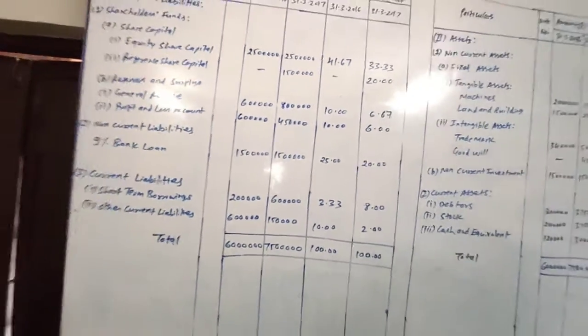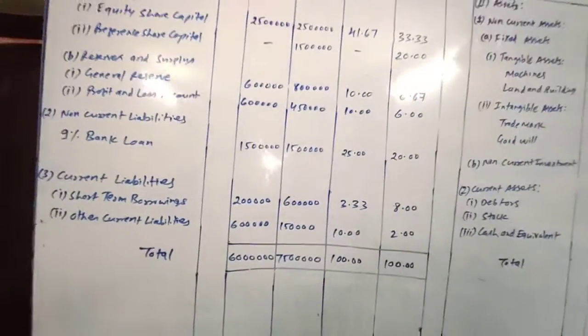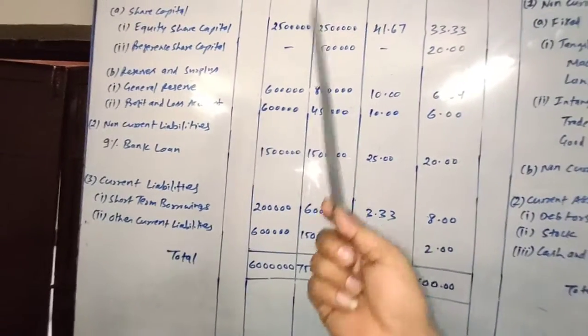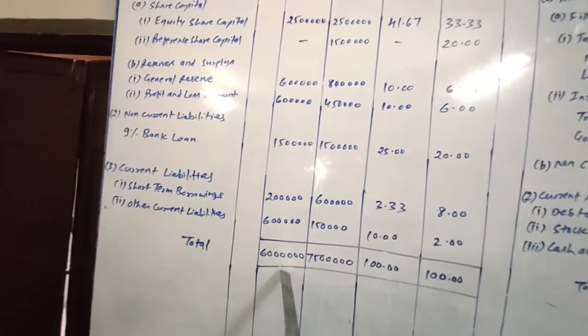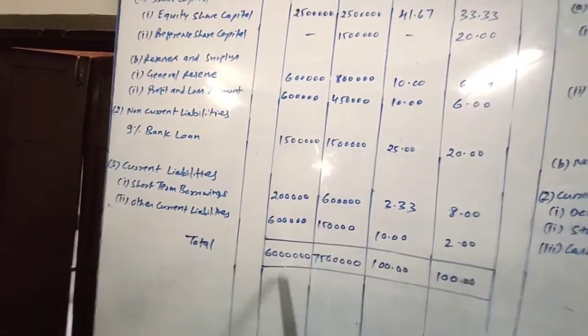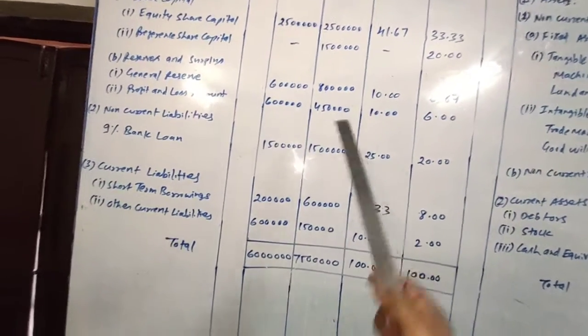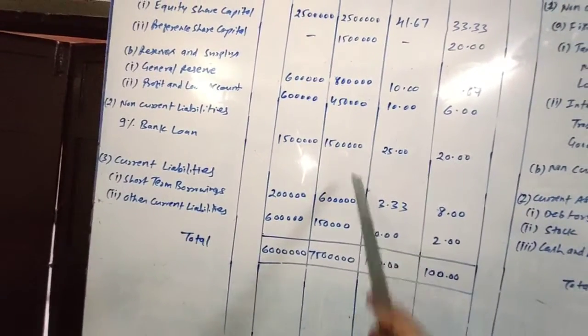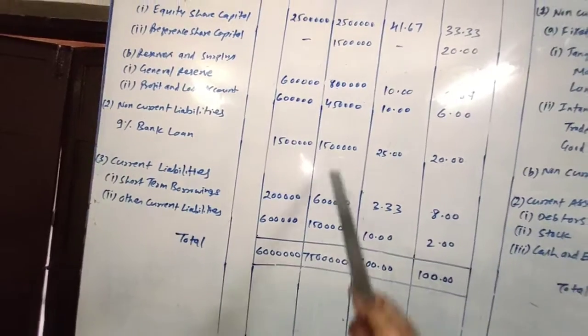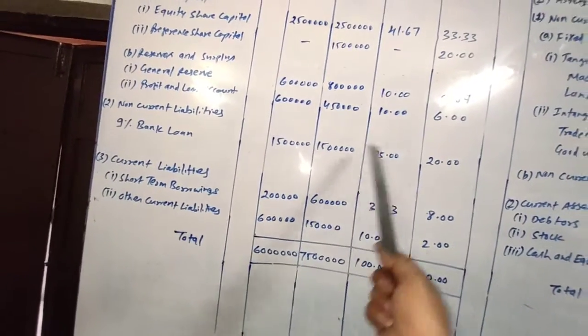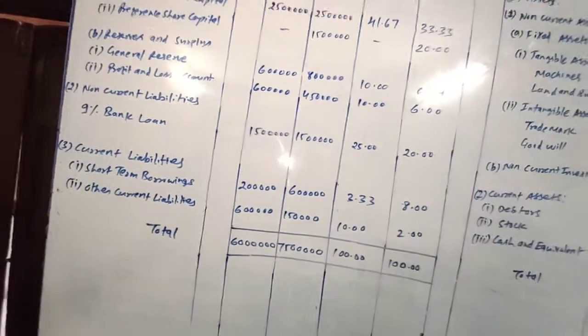Okay, then is bank loan. It is 15 lakh in both the years, but in the year 2016 it is 15 lakh against the total balance of 60 lakh. So 15 lakh upon 60 lakh into 100 we get 25%. Right, and in the year 2017 it is 15 lakh but against the total of rupees 75 lakh. So 15 lakh upon 75 lakh into 100 and we get 20%.